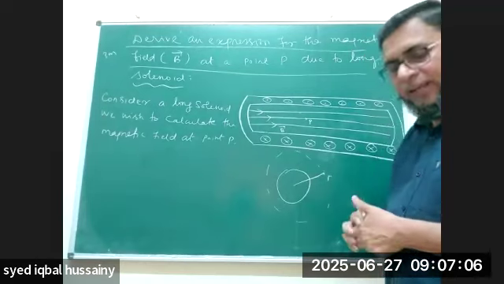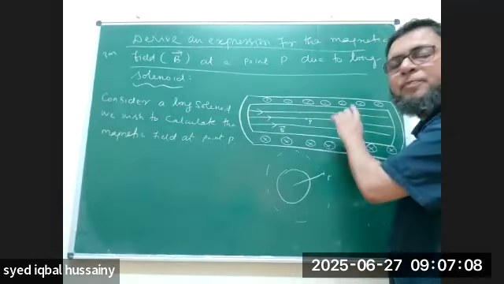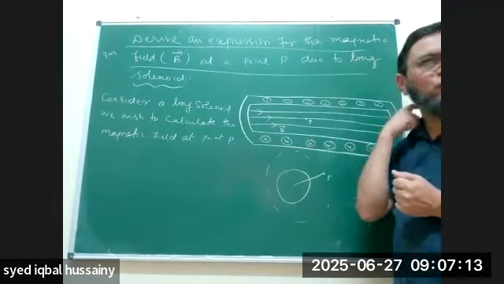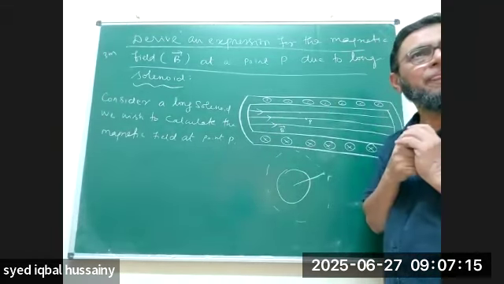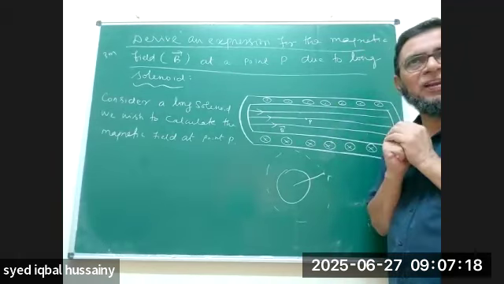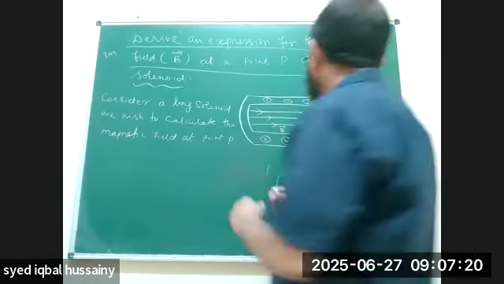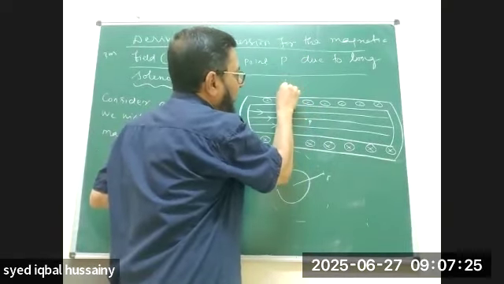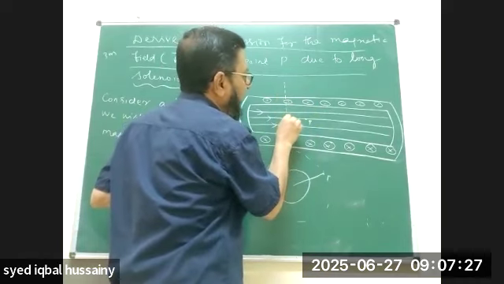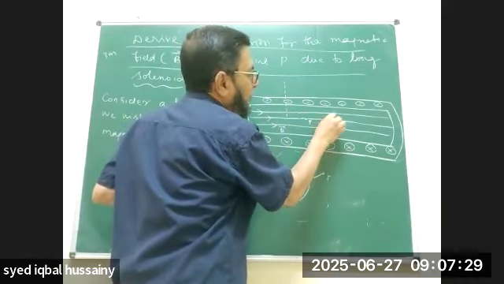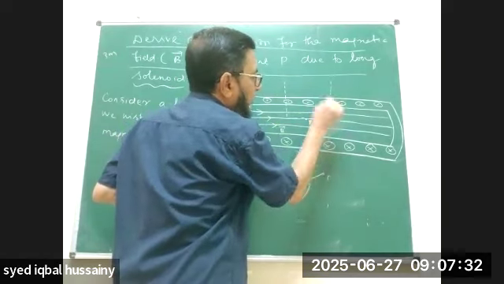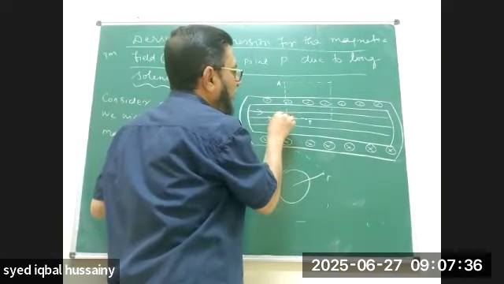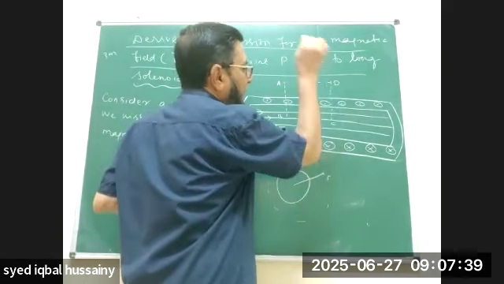So like that, here around the point P, I'm going to construct a loop. That loop is called an Amperian loop, because we are going to use the Ampere circuital law. So I'm going to construct a loop around the point P. What loop am I going to take? I'm going to take a rectangle. Imagine the rectangle, and give it the name A, B, C, D.